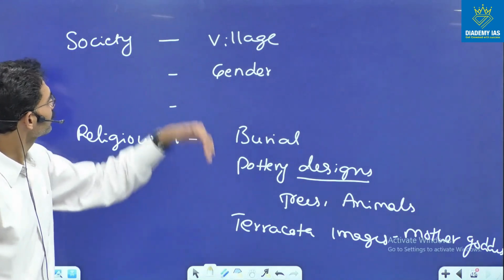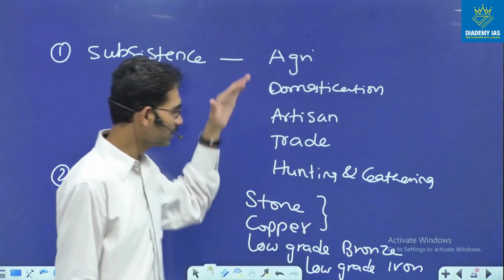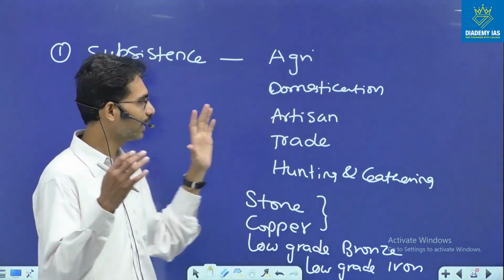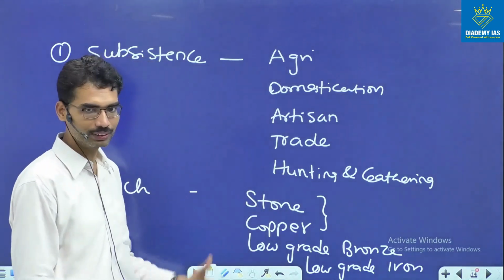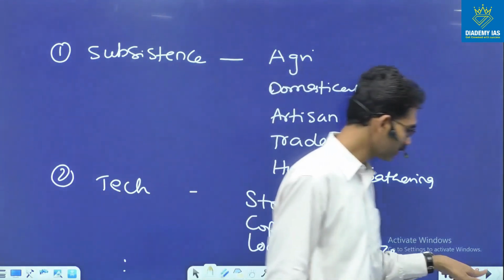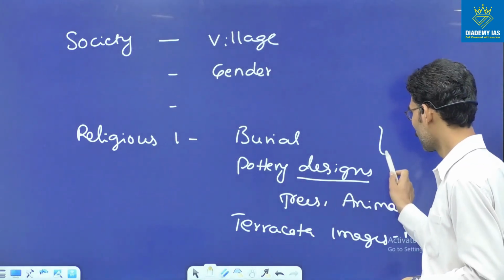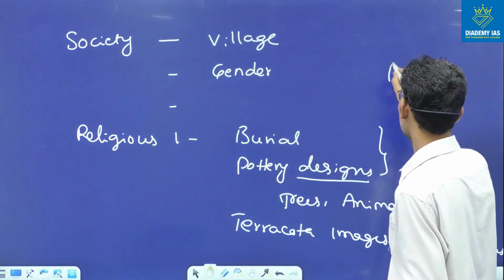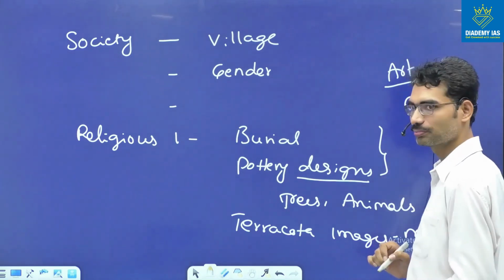These religious beliefs, society. All these institutions which we are going to see in the historic period are already gaining some shape in the Chalcolithic period. Subsistence, technology also, society also, religion also. When it comes to art, pottery designs, they were using beads also, a bead industry also.